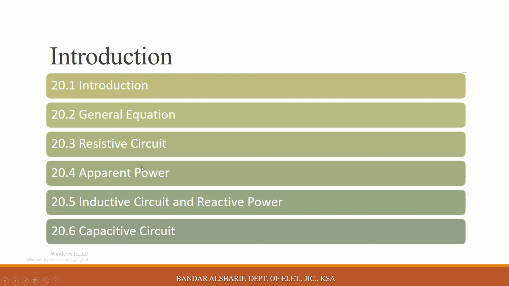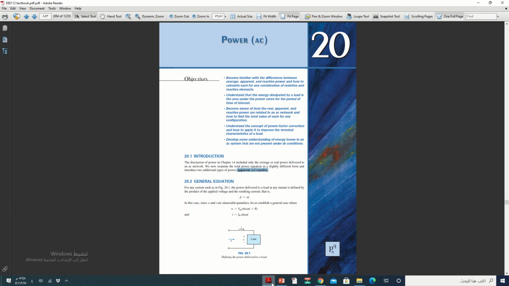Also, we'll talk about apparent power. In this chapter, we will talk about additional types of power called apparent power and reactive power. In next sections, we'll talk about them in detail.